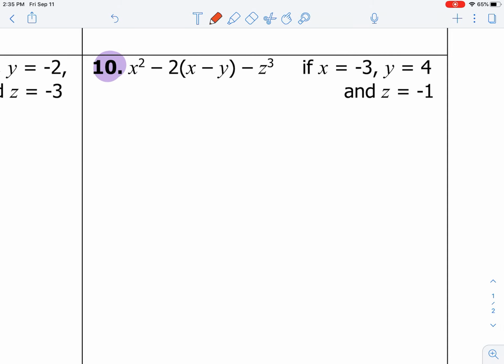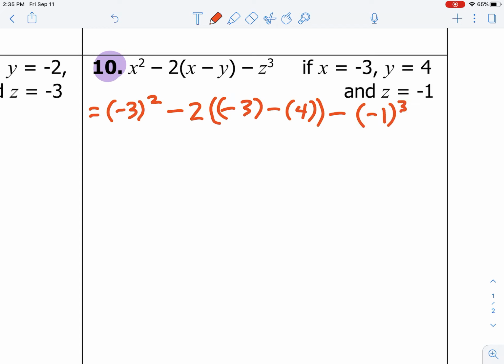For number 10, we start with x. X is -3, and we need to square it. Copy down -2, open a parenthesis for multiplication. Inside the parenthesis, first we'll put -3 minus y. Y is 4 minus, then we're substituting -1 in for z, and then we need to raise that to the power of 3.